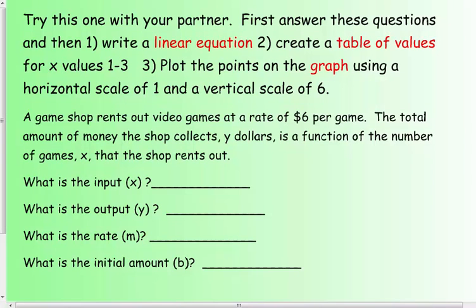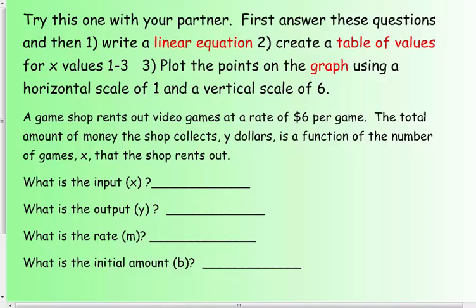Try this one with your partner. First answer these questions and then write a linear equation. Create a table of values for x values from 1 to 3. Step 3, plot the points on the graph using a horizontal scale of 1 and a vertical scale of 6. So the y-axis is going up by 6s. A game shop rents out video games at a rate of $6 per game. The total amount of money the shop collects, y dollars, is a function of the number of games x that the shop rents out. What is the input?